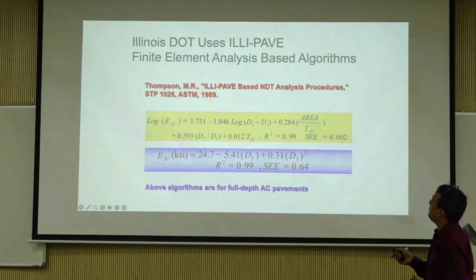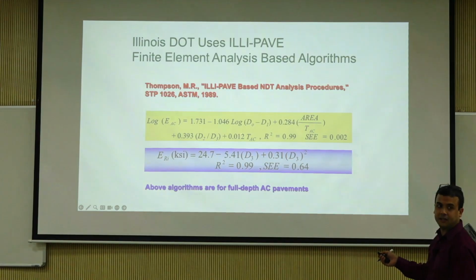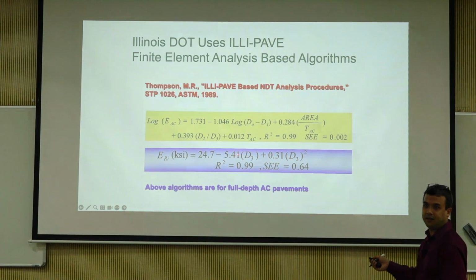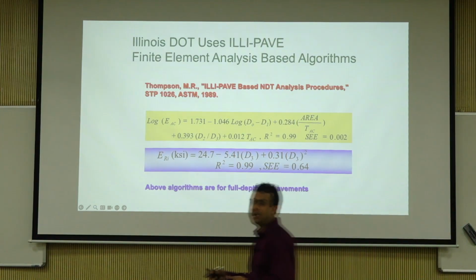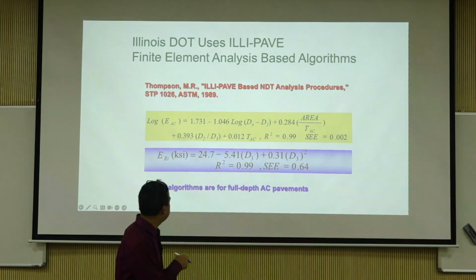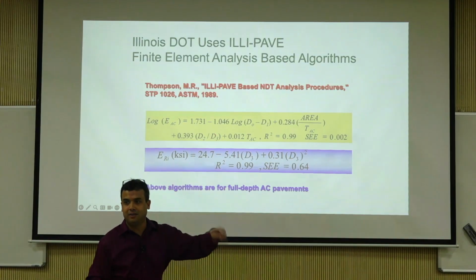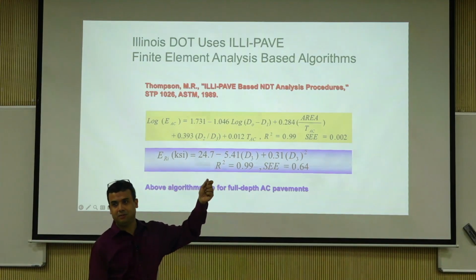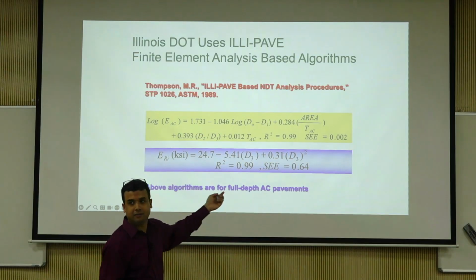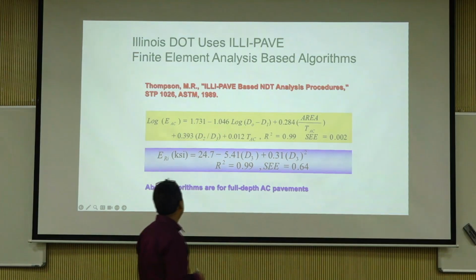So this is again Illipave based. Log EAC modulus is, look here, this is what I was talking about. Look at the EAC, this is asphalt modulus. What are the inputs? D0, D1, area, temperature, D2, D3 and thickness. What does that mean? A DOT engineer running an FWD test in the field can calculate this on the spot using an Excel spreadsheet or something, or even a calculator if they're good, right?